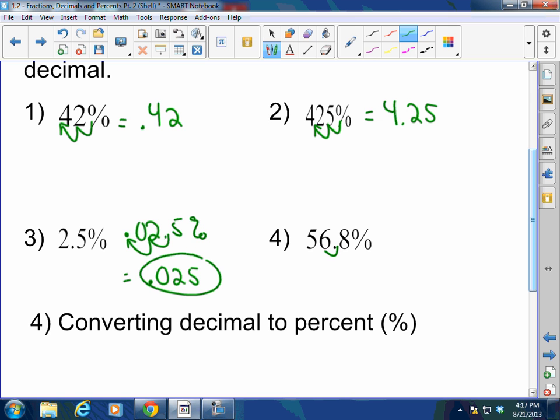56.8%, I'm going to go 1, 2 to the left, and that's going to become 0.568. So percent to decimal, 2 places to the left.